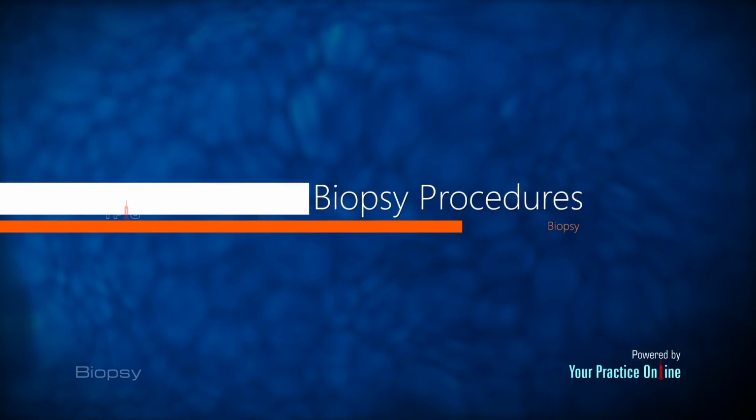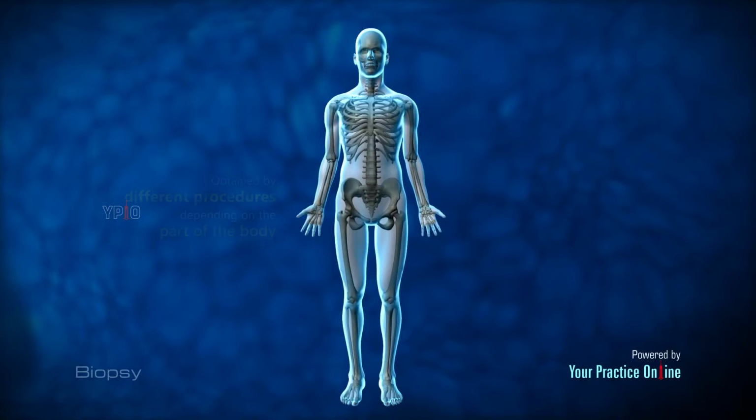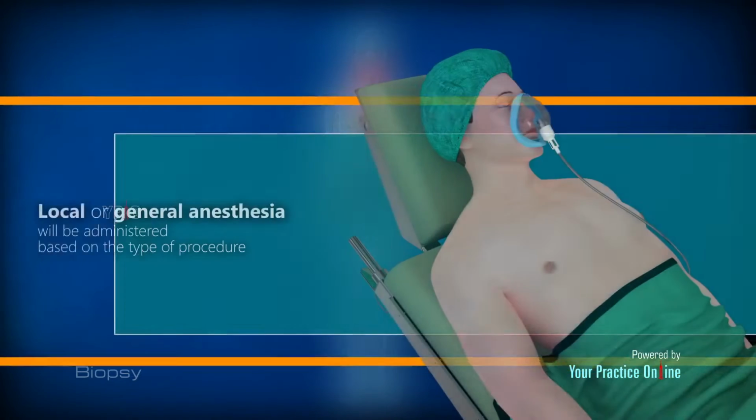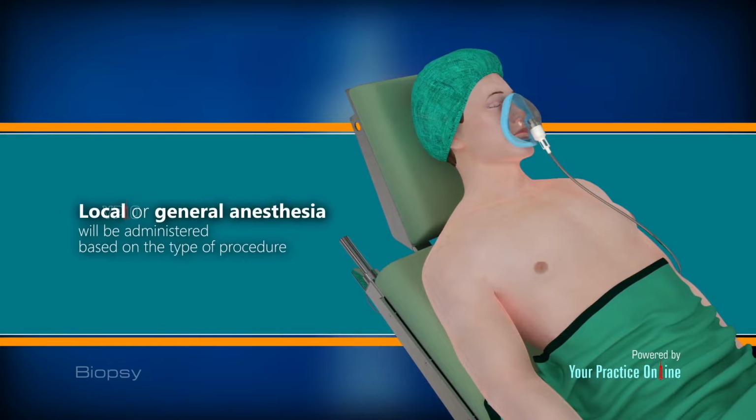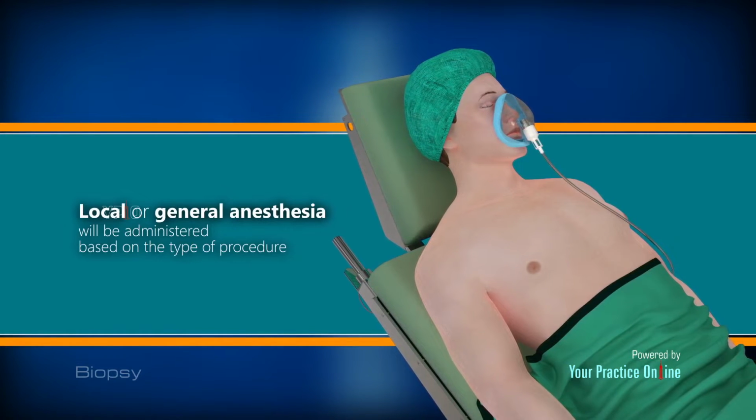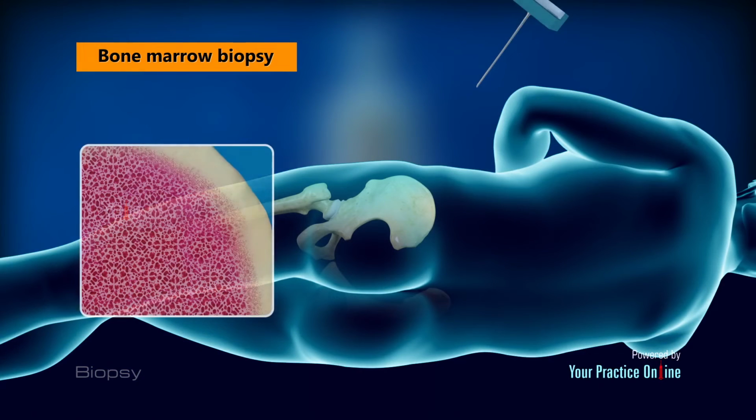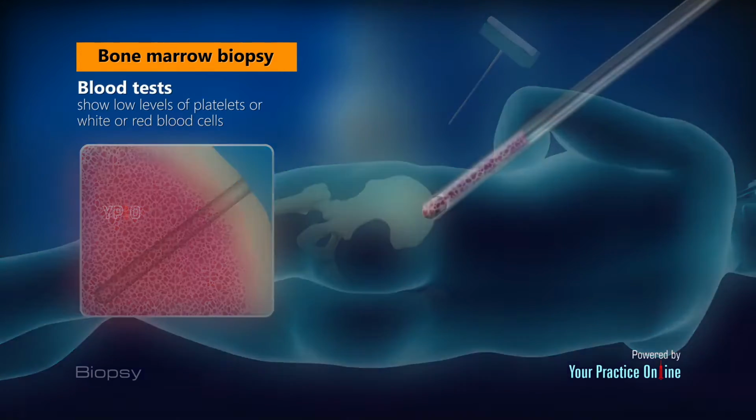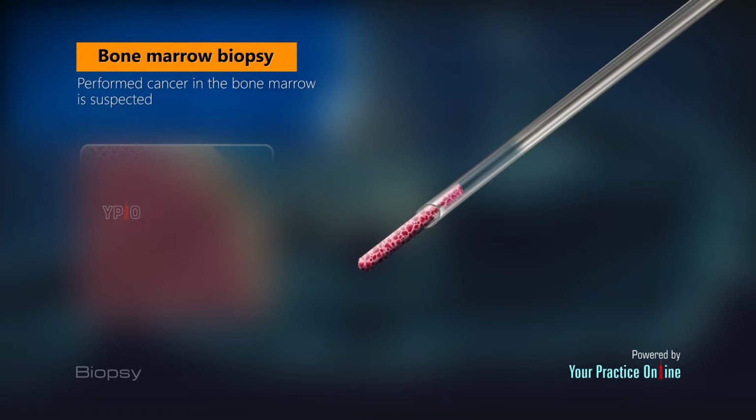Biopsy procedures. Biopsies may be obtained by different procedures depending on the part of the body which needs to be examined. Local or general anesthesia will be administered based on the type of procedure. The various procedures include bone marrow biopsy. Your doctor may order a bone marrow biopsy if your blood tests show low levels of platelets or white or red blood cells. It is also performed when cancer in the bone marrow is suspected.